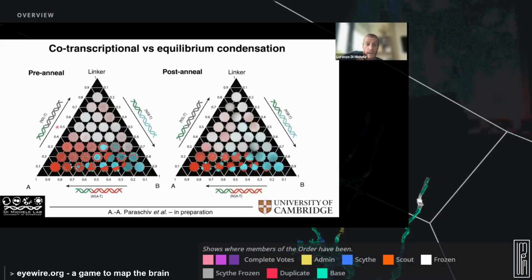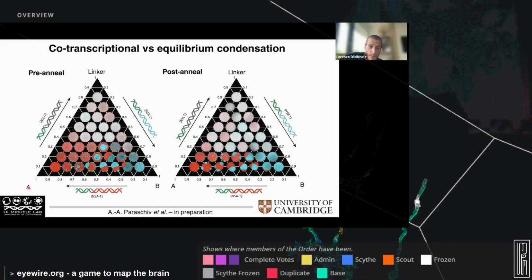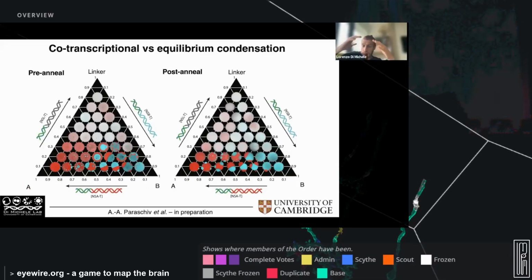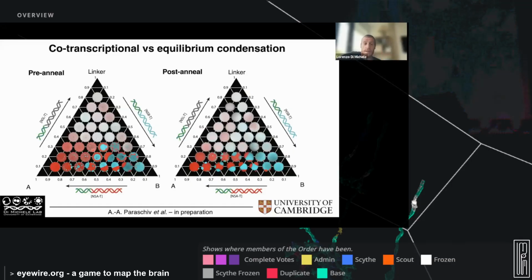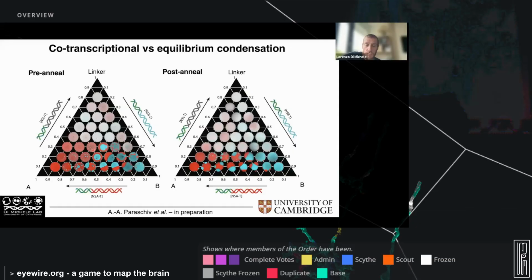And indeed, if you take, now this is a much bigger phase diagram in which we change the relative amount of A, B, and the linker, testing different compositions compared to the simplest picture I showed earlier.